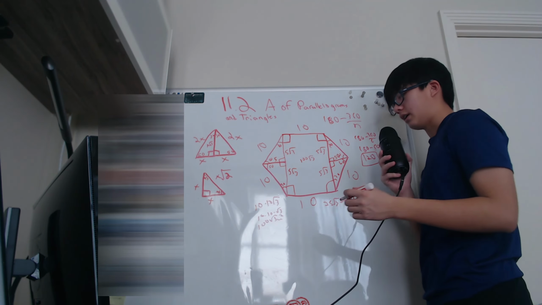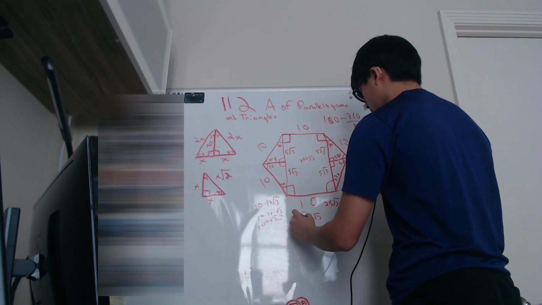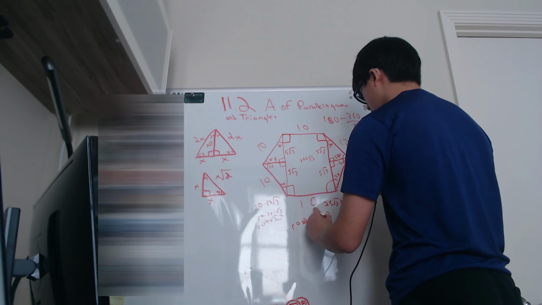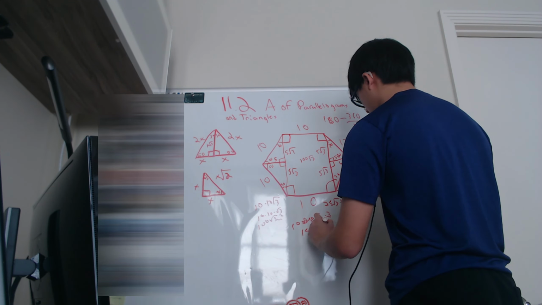This means that the area of the shape is 100 plus 50 root 3, or 150 root 3 units squared. That's the answer.